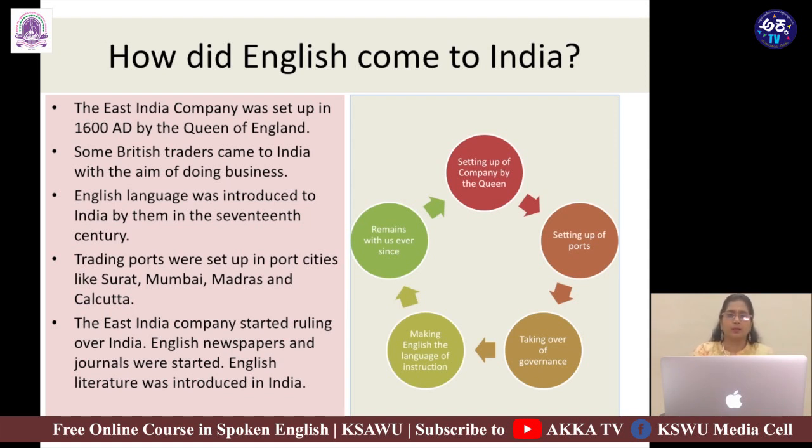First, it was the setting up of a company by the Queen. Then the company comes to India. Then setting up of ports for business in India. Then the most historic taking over of governance of India by the British. Then making English the language of instruction. And of course, now it remains with us forever.